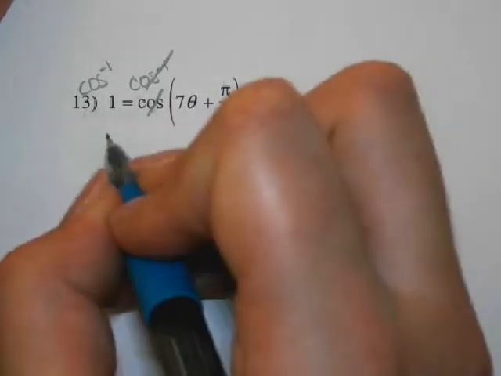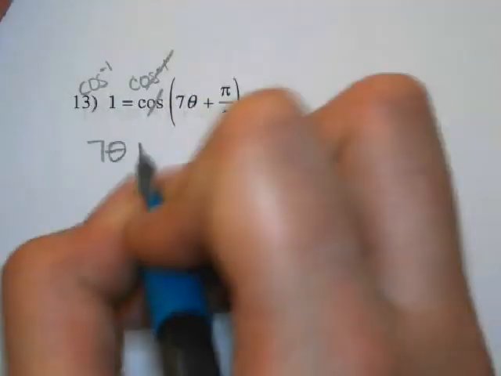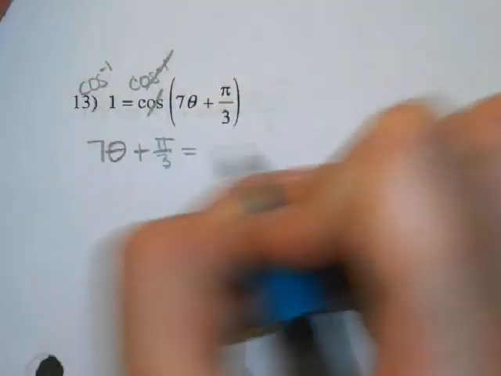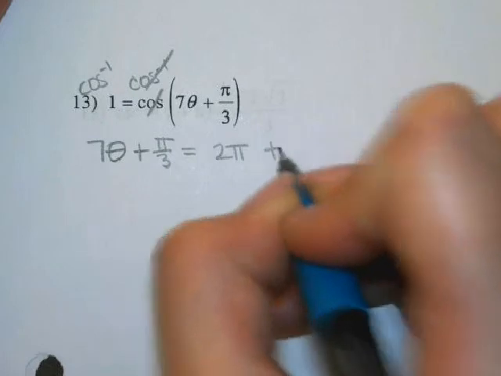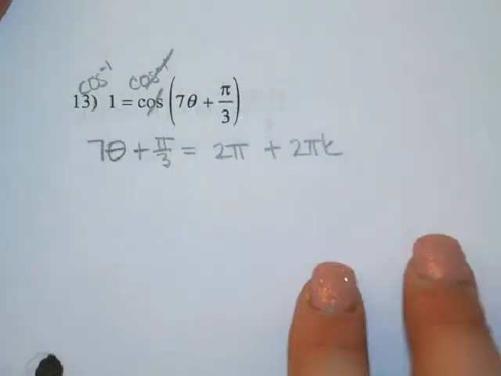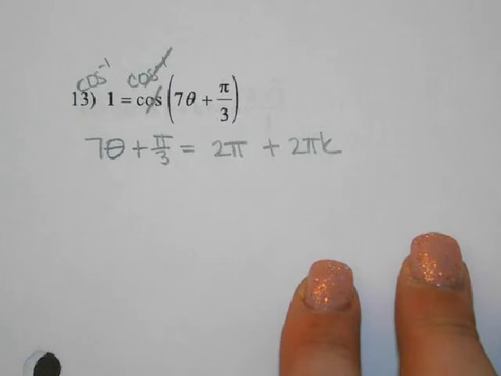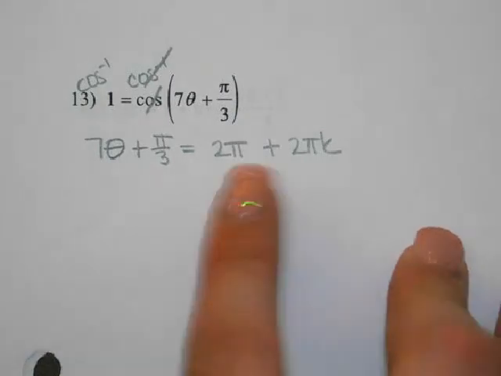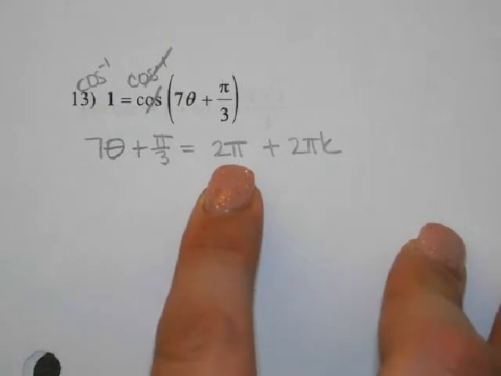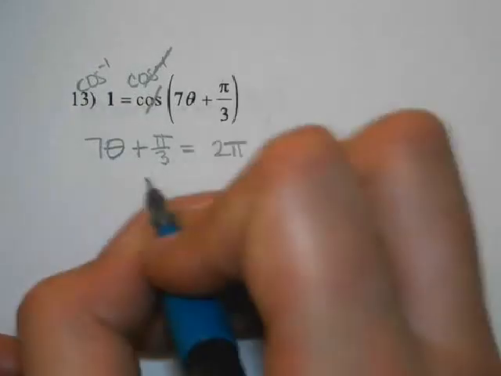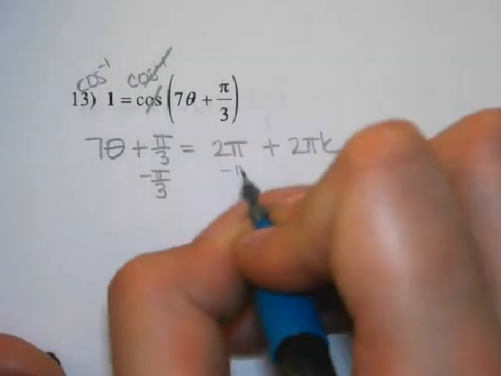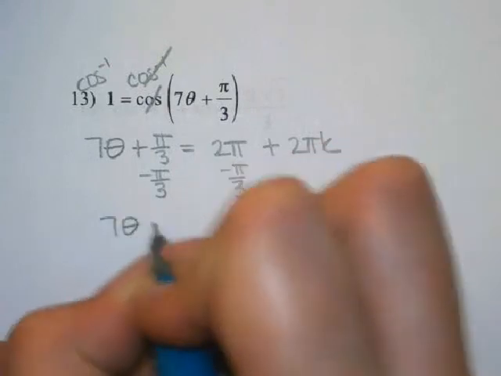2 pi? Okay, so I'm going to say 7 theta plus pi thirds equals 2 pi plus 2 pi k. And I only have one equation because this answer only happens once. And I'm using 2 pi, but I could have used 0 pi. It does not matter. Okay? All right, so what should I do first? Subtract pi thirds.